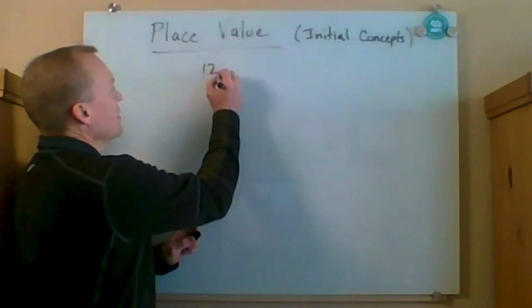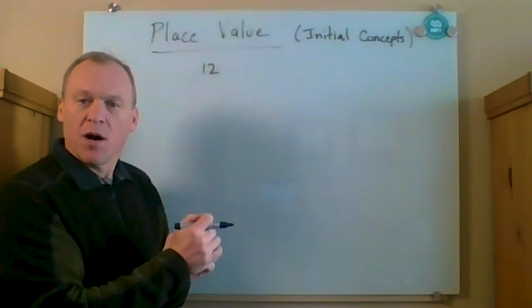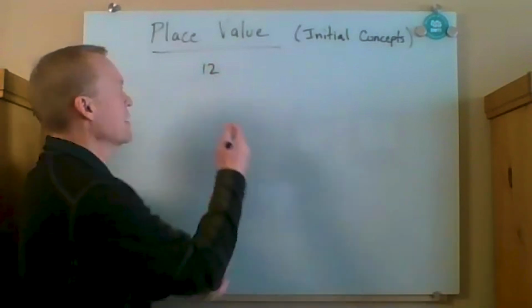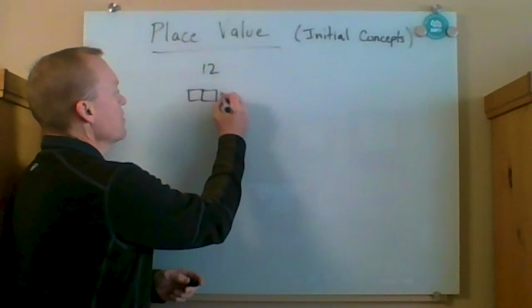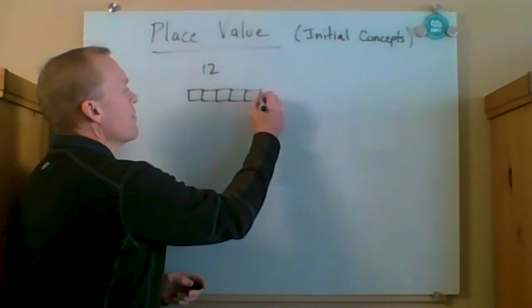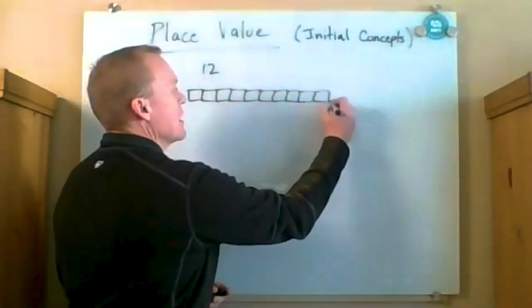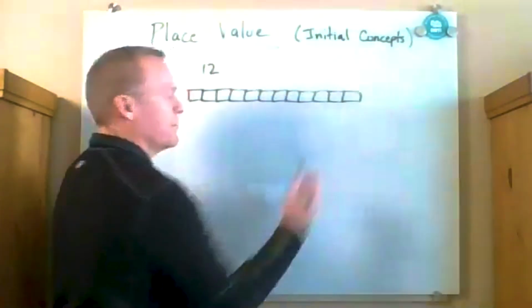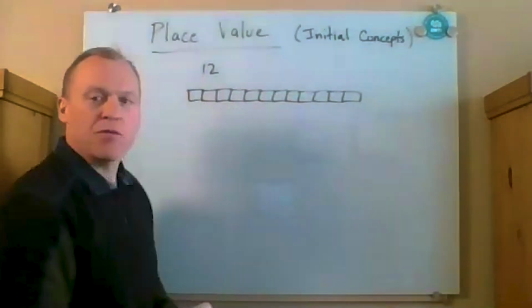And we're going to look at the number 12. So students are asked to build the number 12 using cubes and then to draw it. And this is what the visual looks like. 1, 2, 3, 4, 5, 6, 7, 8, 9, 10, 11, 12. So students build this. They are able to count the 12 cubes.